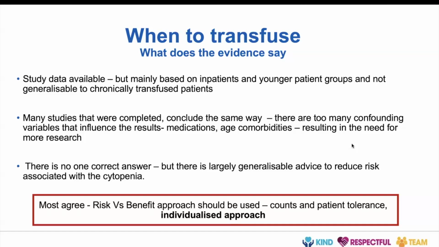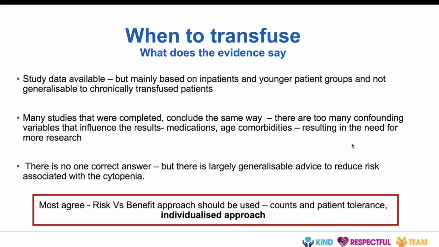Some patients can tolerate quite low hemoglobin levels and be quite fine without requiring higher transfusion thresholds. Some patients, once their HB starts to dip just below 100, it just is too much for them to cope with. And that's why we also have to look at the risk versus the benefits, and an individualized approach to transfusion for patients. There's also no one correct answer. It can be largely generalizable to the advice to try to reduce the risk that's associated with the cytopenia.